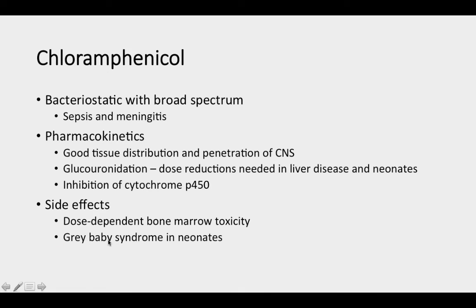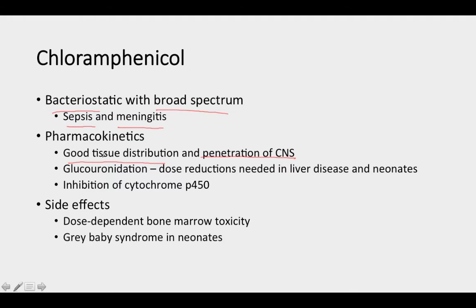A drug that you won't see as much, so I guess you don't have to know as well, is chloramphenicol. But it is a bacteriostatic agent with a good broad spectrum. It is good against sepsis and meningitis. And in terms of pharmacokinetics, as you can imagine, because it works well in meningitis, it's got a good tissue distribution and a good penetration of the central nervous system.